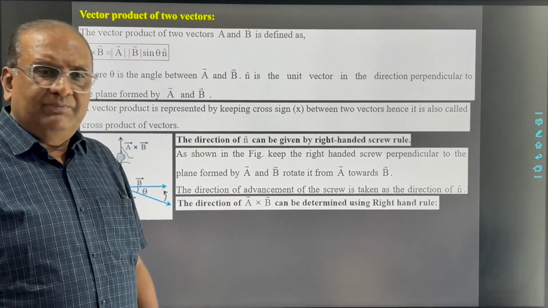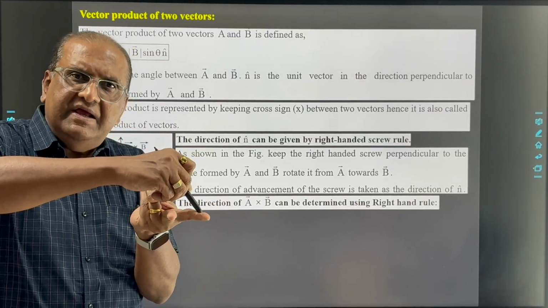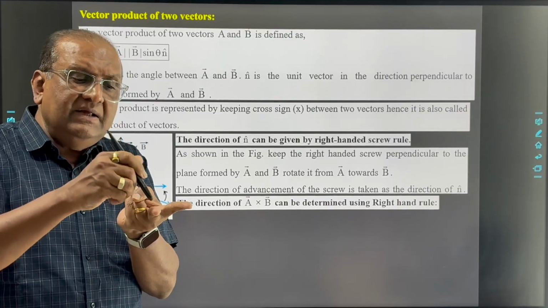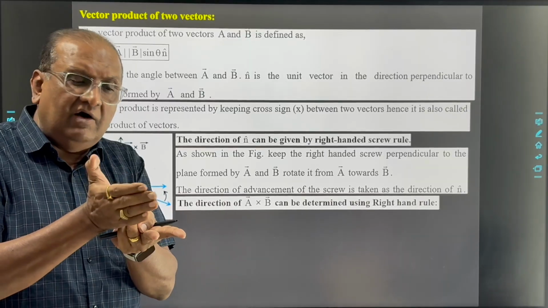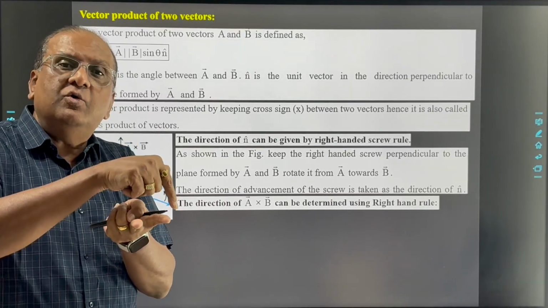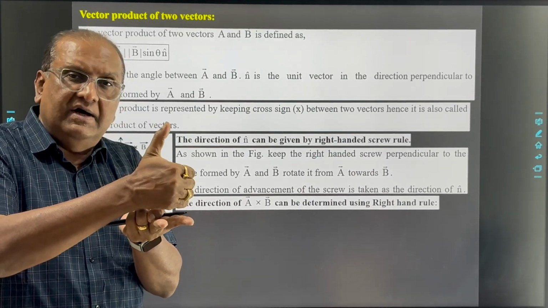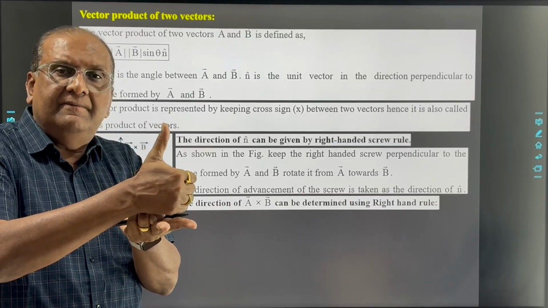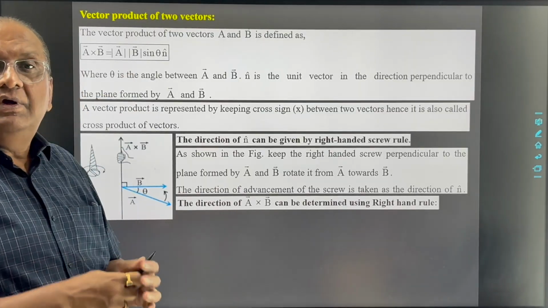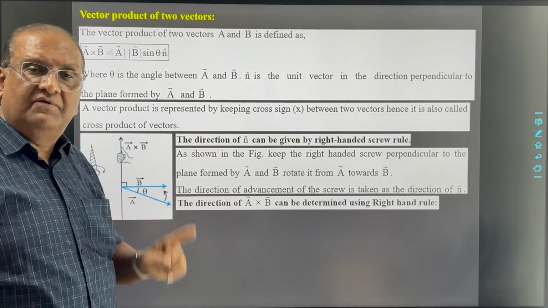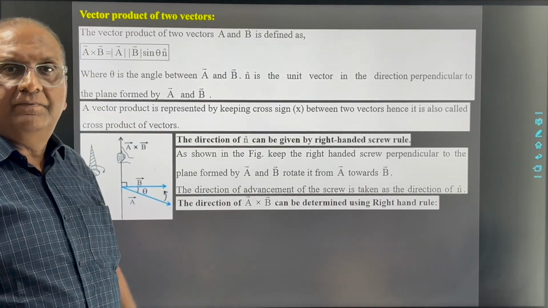Suppose these are our vectors A and B. In the plane of vectors A and B, we have to encircle our fingers from A to B, because we want A cross B. Then the direction of the stretched thumb gives you the direction of the resultant of vector A cross vector B. Clear to all of you?